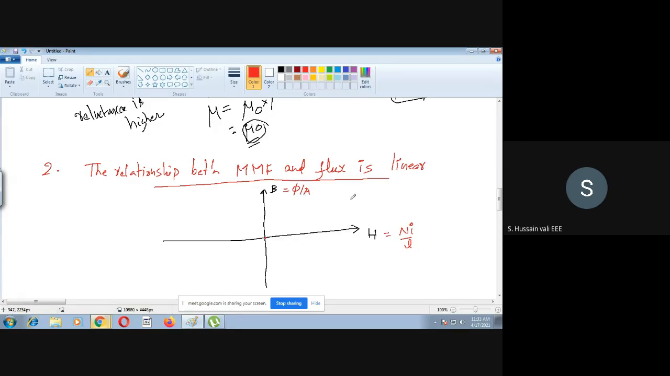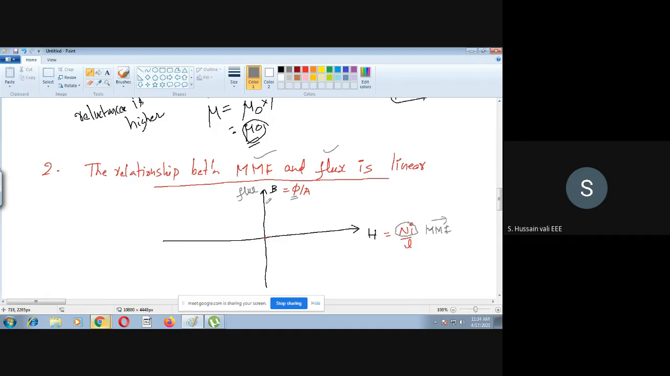Now you see, what exactly are you drawing in the graph here? This phi is nothing but the flux, so indirectly on the y-axis you have the flux. What is Ni? I just told you Ni is nothing but the MMF. So your MMF is on the x-axis, whereas the flux is on the y-axis. That's what I said, the relationship between MMF and flux. Now what he is saying is that in case of air, the relationship between these two is linear.